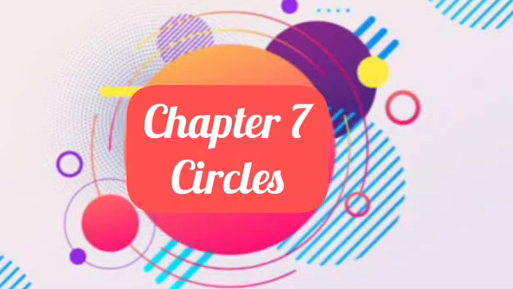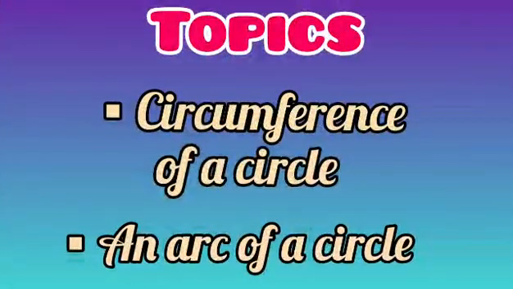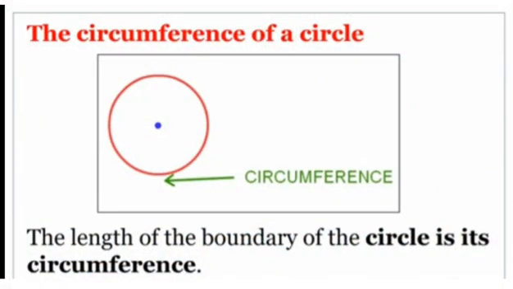Today we will continue with chapter 7, circles. Topics are the circumference of a circle and an arc of a circle. The first topic is the circumference of a circle. The length of the boundary of the circle is its circumference.